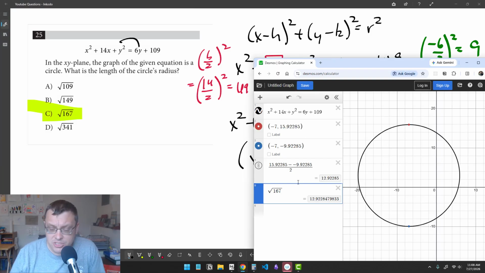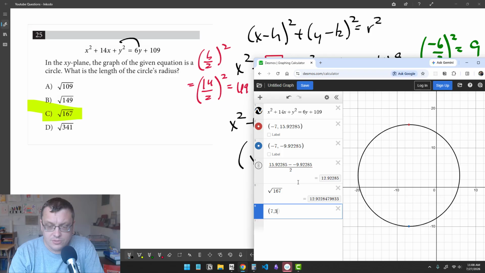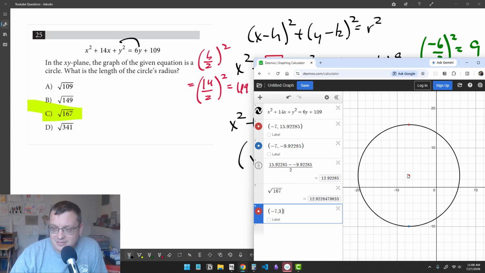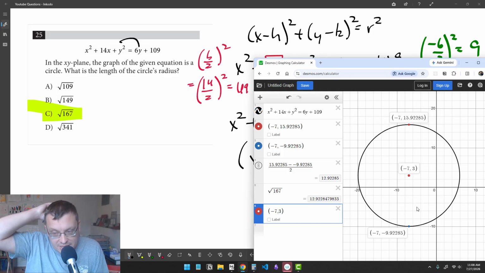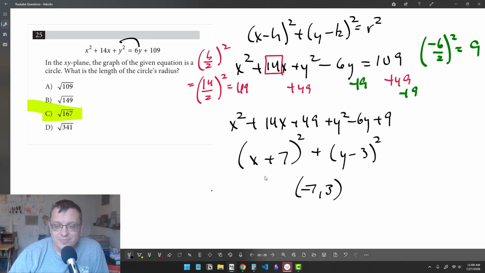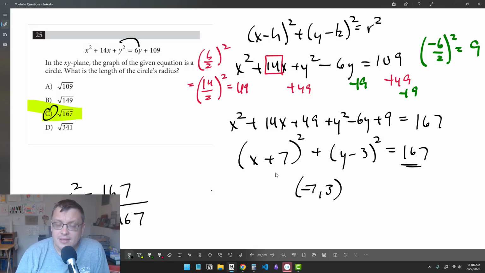And in fact, if I go back to our Desmos here, and I put in negative 7, 3, again, it's not something I can prove with just eyeballing it, but this does look like it's a pretty good center. It's aligned on that negative 7, and it does look like it's reasonably halfway between those values. So yeah, cool. But again, all we really care about is what's going on over here, because this is all going to equal 167. Now this, remember, is our r squared. So if the radius squared is 167, the radius is just the square root of 167. And that is choice C.